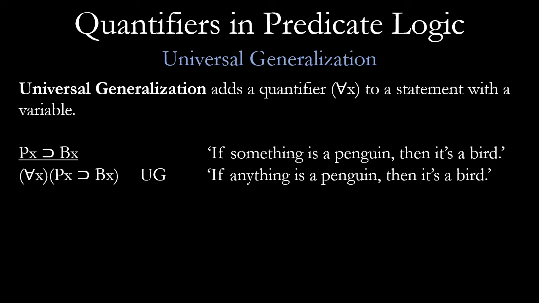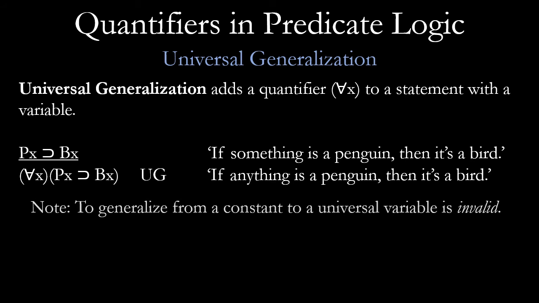All right, now there's another kind of generalization, universal generalization, and this is what adds the quantifier for all x to a statement with a variable. So let's say we have, if something is a penguin, then it's a bird. Well, by universal generalization, we can say that for all things, if it's a penguin, then it's a bird. If anything is a penguin, then it's a bird. So these are logically equivalent statements that we can make. I'm sorry, not exactly logically equivalent, but one follows from the other by implication.